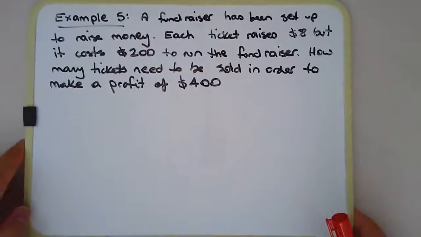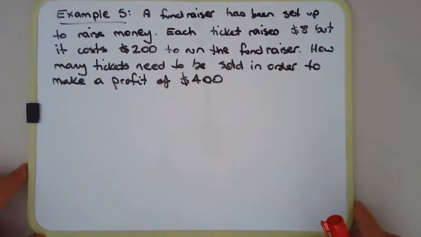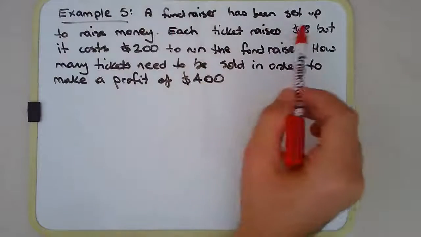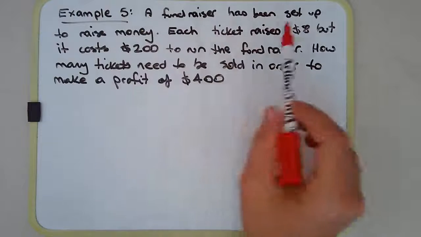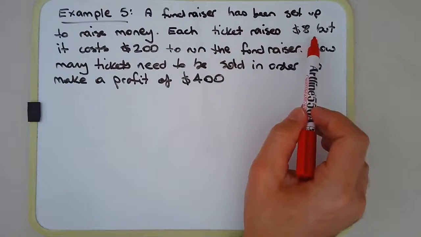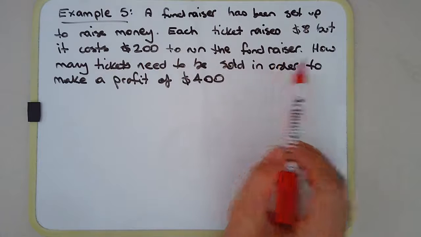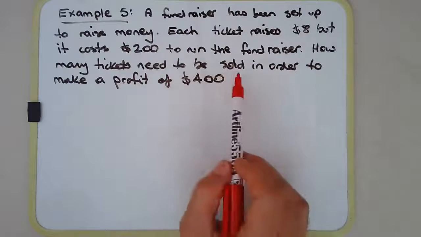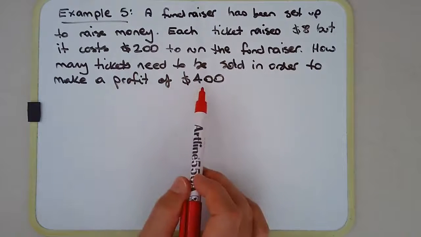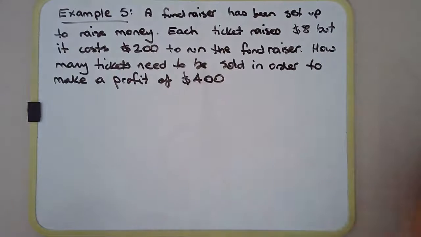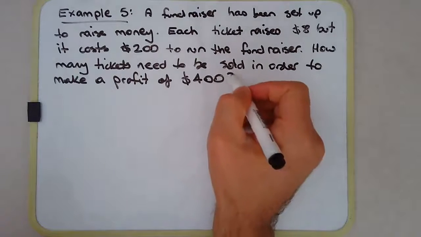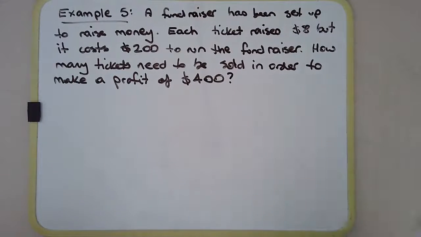Let's have a look at example 5. This is the last one. A fundraiser has been set up to raise some money. Each ticket raises $8, but it costs $200 to run the fundraiser. How many tickets need to be sold in order to make a profit of $400? I should put a question mark at the end of that. It is a question. Have a think about that for a moment. How would we do this?